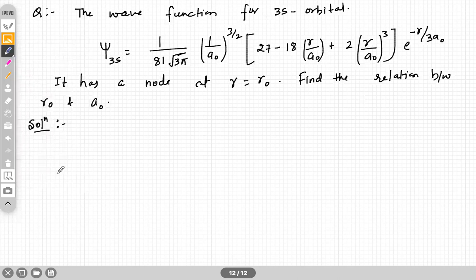Could you think of this question? What is the possibility we have? R is the radius and a naught is the first radius we have. R naught is the information given. So it's like a variable. At that particular distance, r naught, there is a nodal surface.